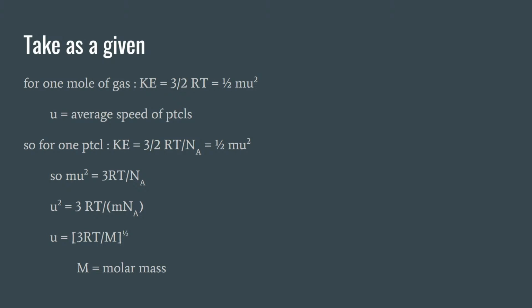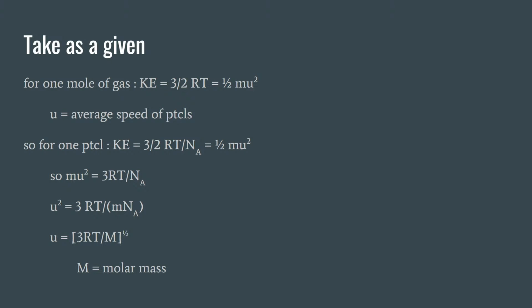It's also equal to 1/2 mu squared. We're using u here because instead of just talking about speed, we're talking about the average speed. So we use u just for reasons. Now, for 1 particle, the kinetic energy is 3/2 RT divided by Avogadro's number because we're converting from moles to particles. All right, but it's still going to be 1/2 mu squared.